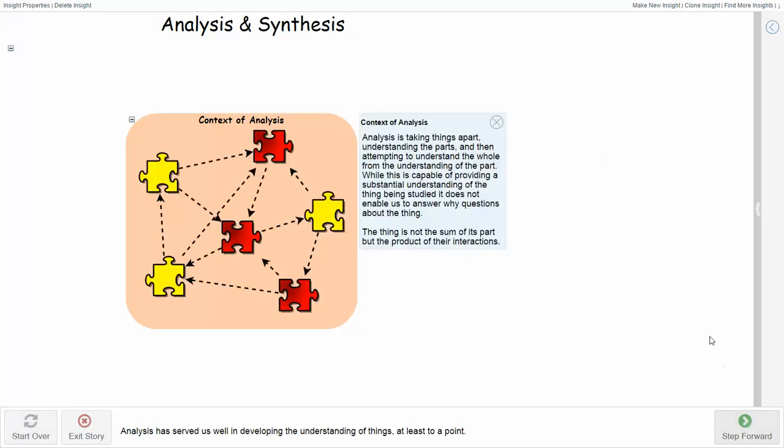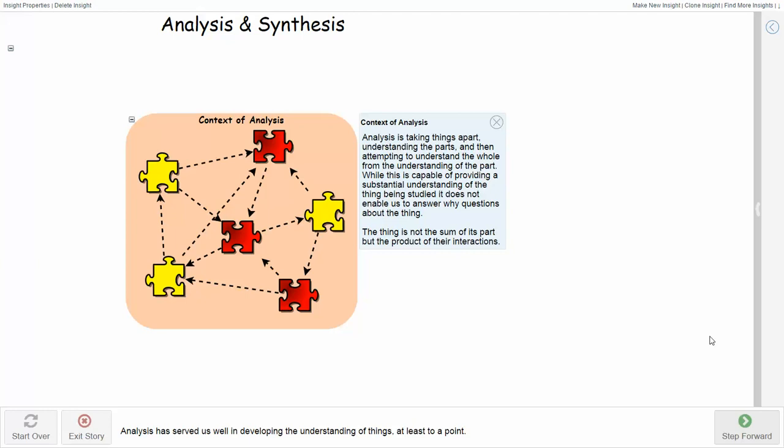Analysis is an approach to understanding that we have used forever, essentially. It is an approach where we take something apart, study the pieces, and then put the pieces back together, and from an understanding of the pieces we attempt to understand the whole, because the thing is not the sum of its parts, but the product of its interactions. In using analysis, it has a shortcoming, which is probably evident from the results that we have produced from our problem solving for as far back as we can remember.